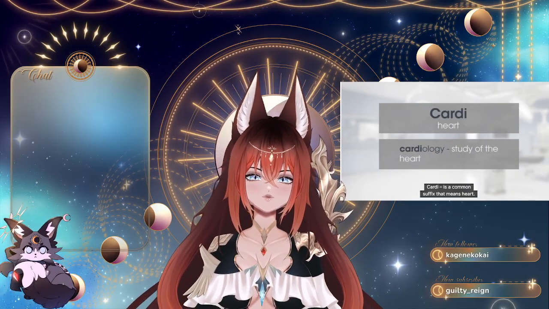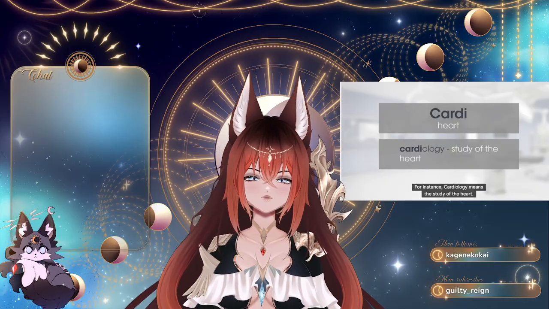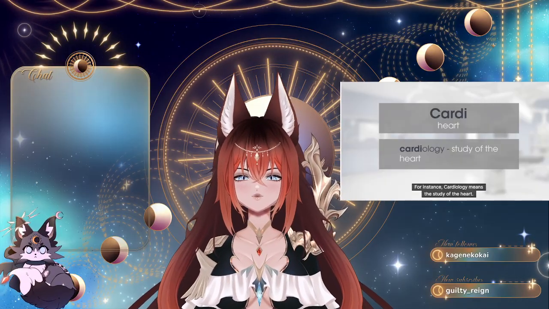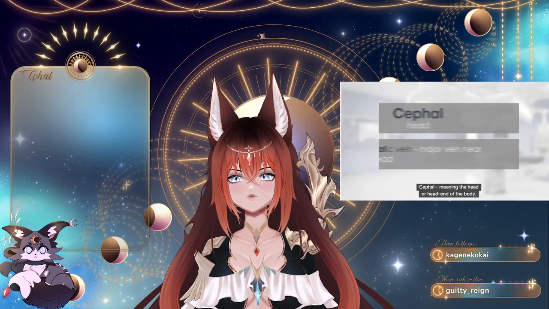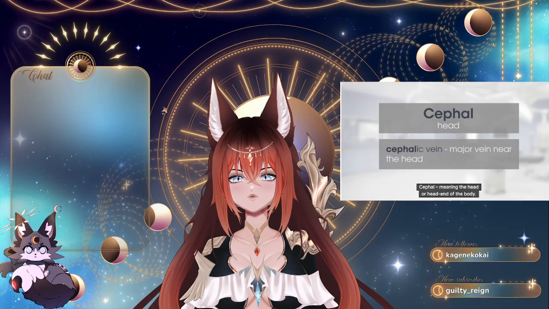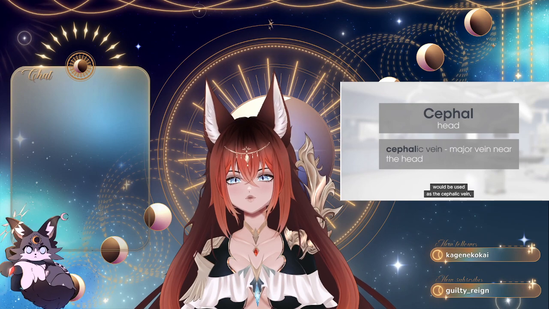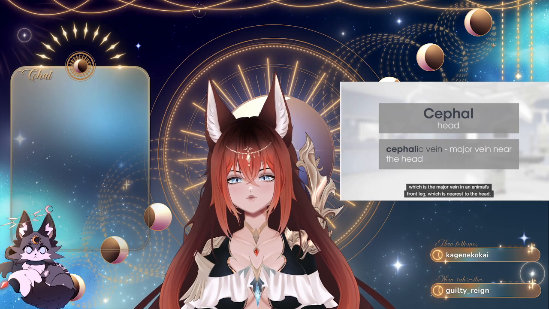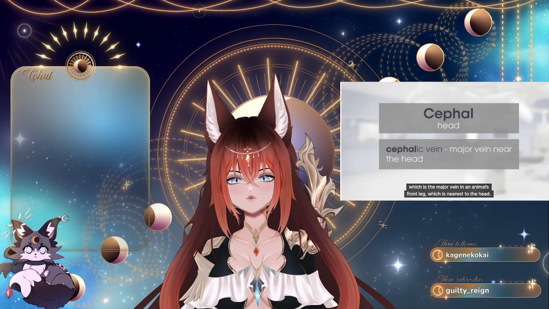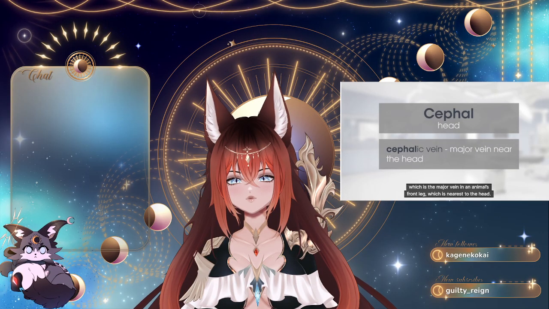Cardi is a common root word that means heart. For instance, cardiology means the study of the heart. Cephal, meaning the head or head end of the body. The most common use of this root word in the clinic would be the cephalic vein, which is the major vein in an animal's front leg, which is nearest to the head.